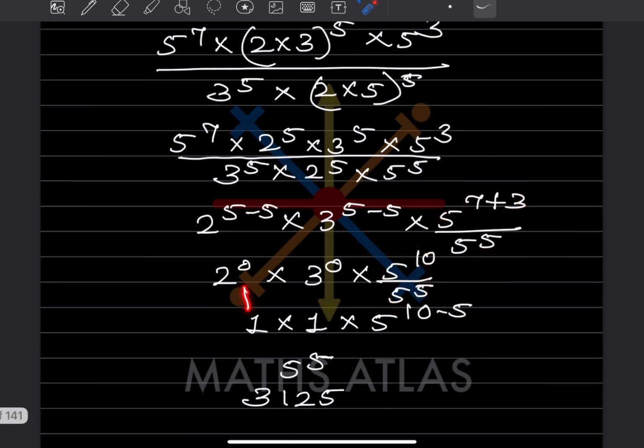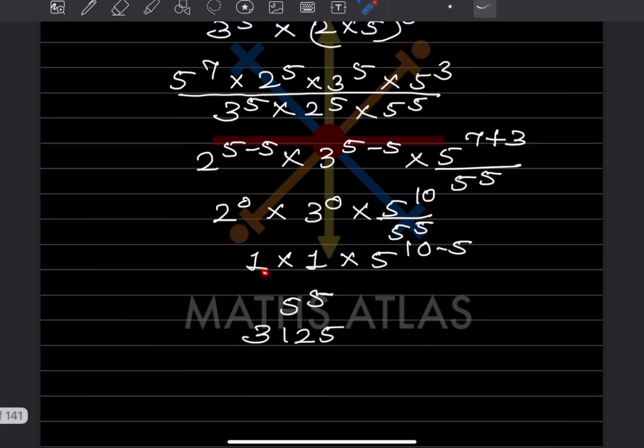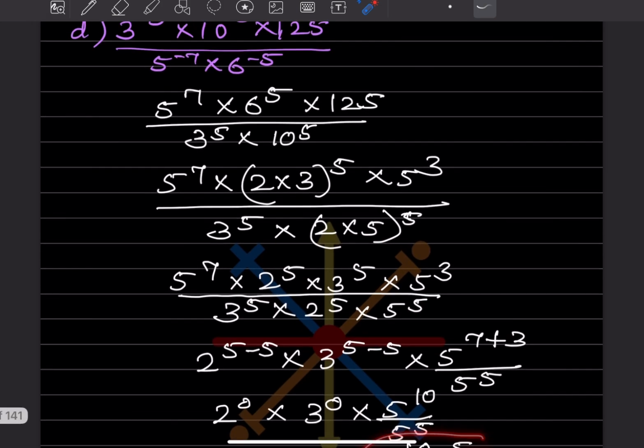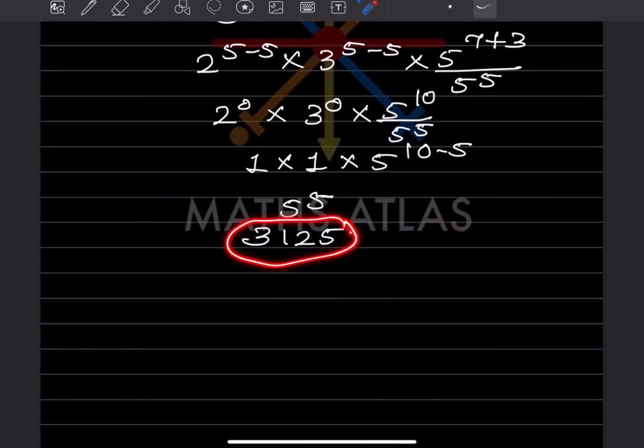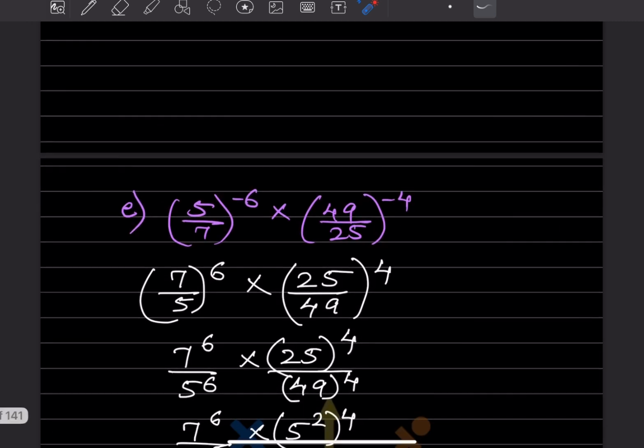Now 2 raised to 0 means 1. 3 raised to 0 means 1. And this again you are going to use the law for division, that is m minus n, 10 minus 5. So here 1 into 1 is the same. So this will be 5 raised to 5. And this 5, if you multiply it, because they have said evaluate, so they want a final answer. So when you multiply 5 five times, that is going to be 3125.